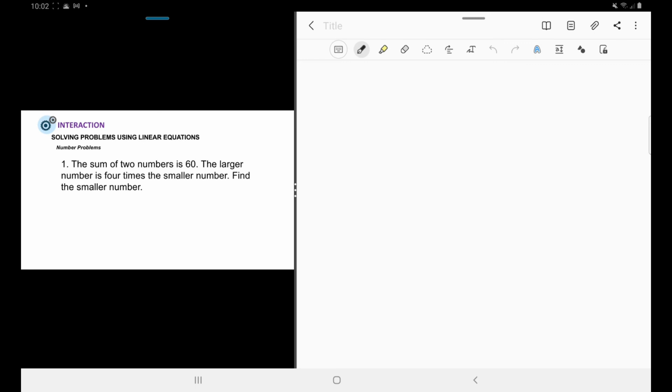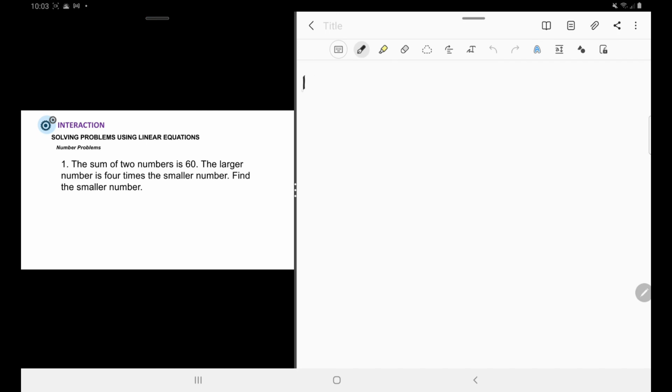Let's start with number problems. The sum of two numbers is 60. The larger number is 4 times the smaller number. Find the smaller number. So the first thing that we need to do here is, of course, to read and understand the problem and identify what is being asked. In this problem, we are going to find the value of the smaller number, and represent one unknown number by a variable and relate it to the other unknown number.